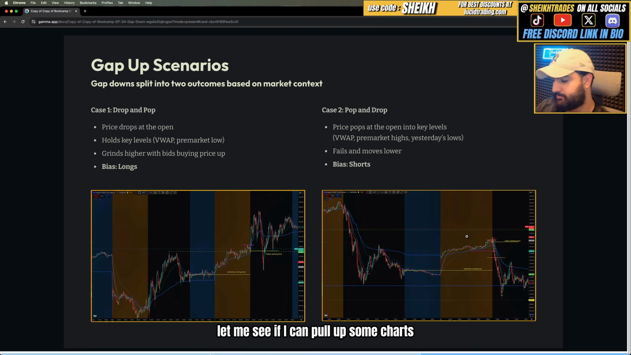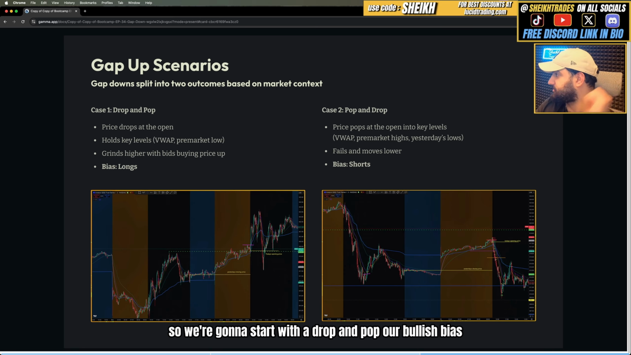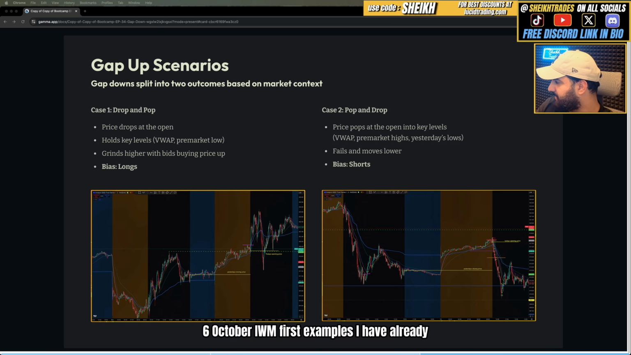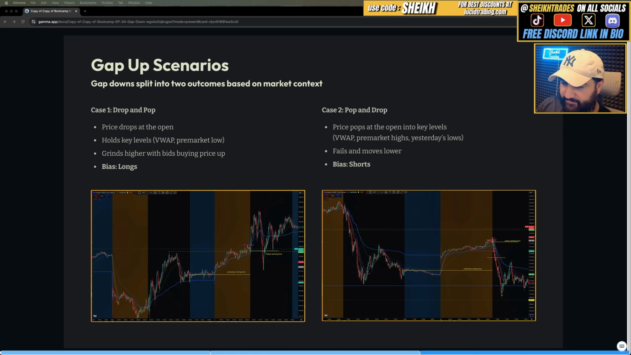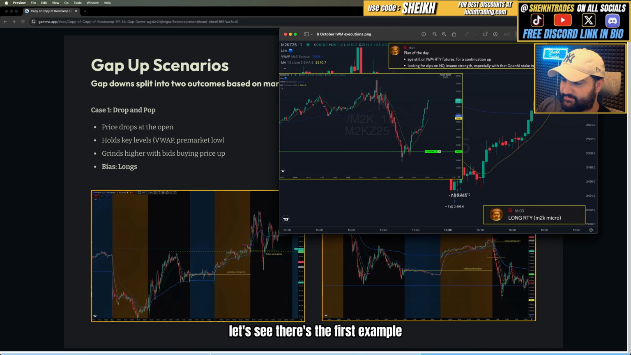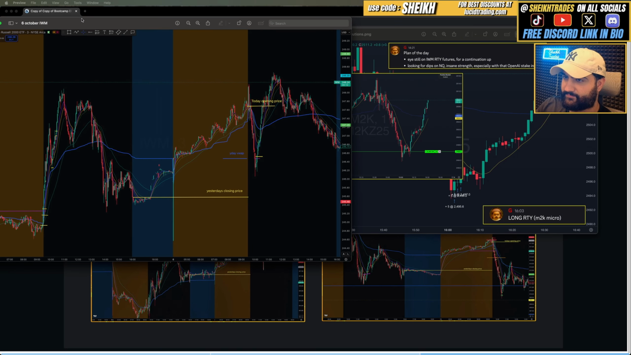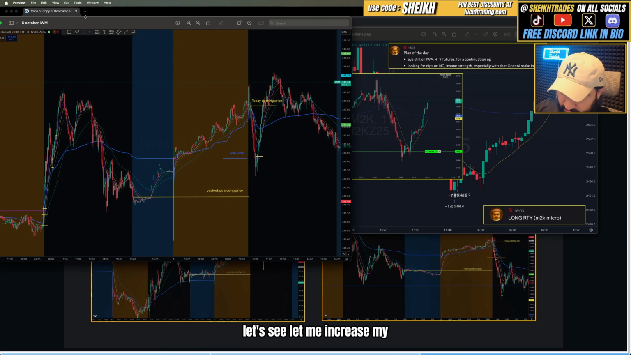Let me see if I can pull up some charts. So we're going to start with a drop and pop, our bullish bias, 6 October IWM. First examples I have ready. Let's see. There's the first example. Let me increase my.